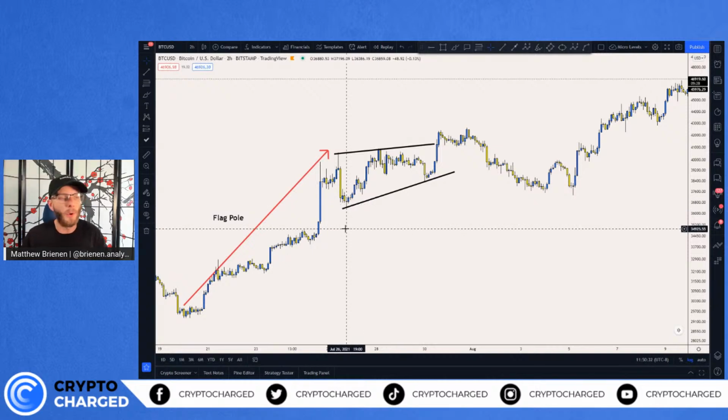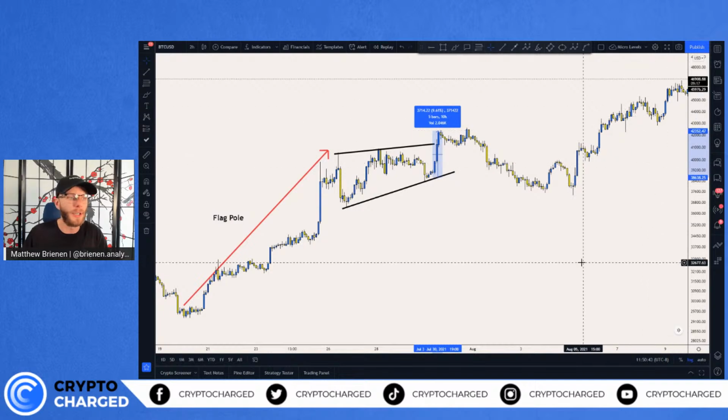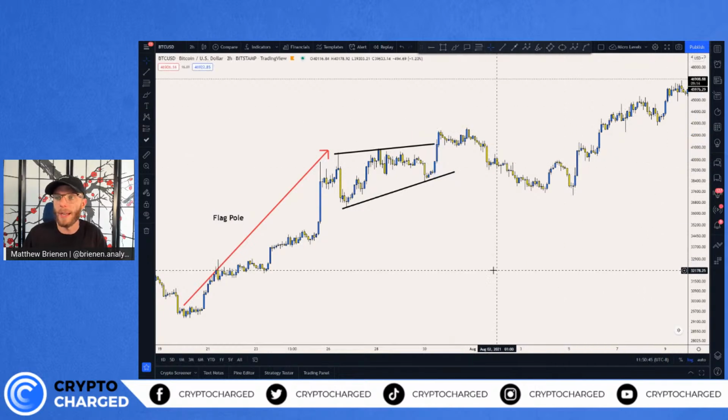And bull flags are one of those areas where you can see some consolidation and see some further upside, because we saw after this bull flag was finished, we actually did get another impulse up of about 10% before seeing further consolidation and the trend continue further to the upside.